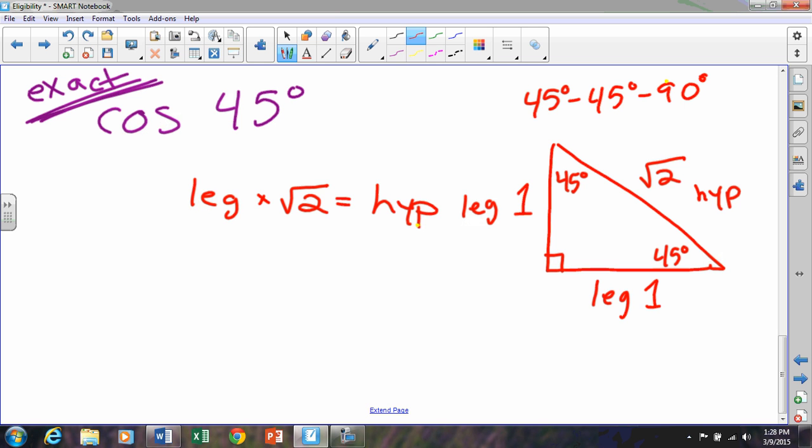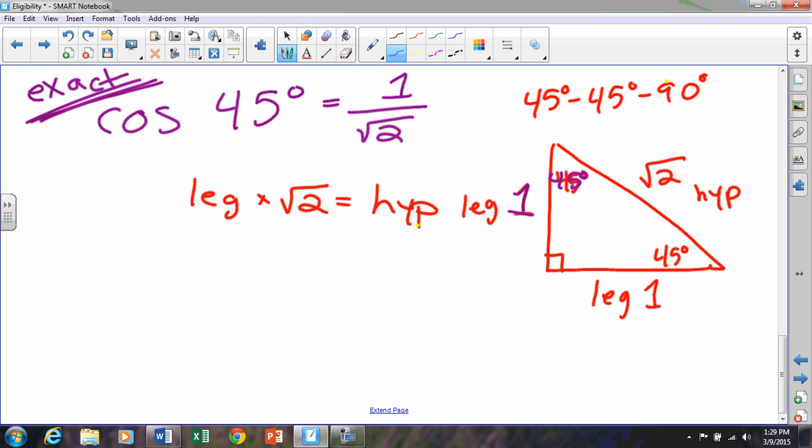So with this particular one, what's the exact value for cosine of 45? Cosine is adjacent over hypotenuse. So you pick a 45-degree angle. What's the adjacent leg? What's the hypotenuse? You're done. That's it. 1 over the square root of 2.